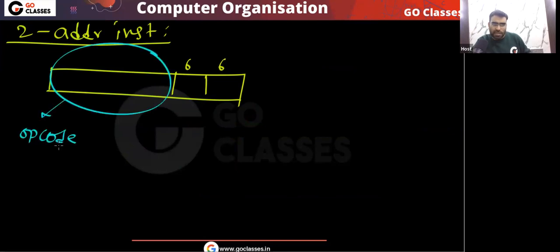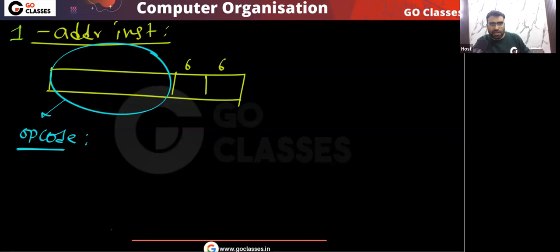Now you will design the 2 address instruction. In a 2 address instruction, there are 6 bits, and this entire thing is your opcode. So what is the opcode size? Sorry, not 2 address, 1 address.